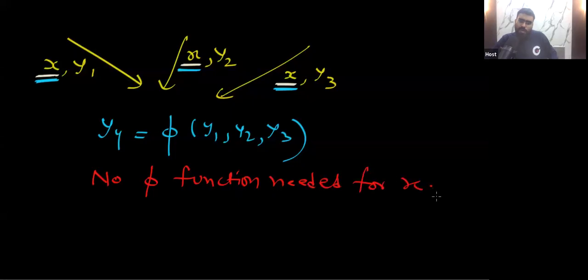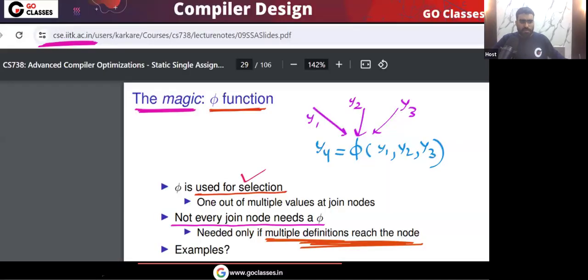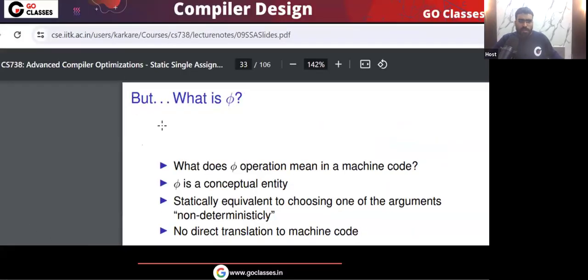Needed for x. Okay, is this clear? So I hope you understood this. So let's move on. Now, what is this phi? Let me tell you, this is just a conceptual entity. This is an IIT Kanpur slide. You can see this is just a conceptual entity.